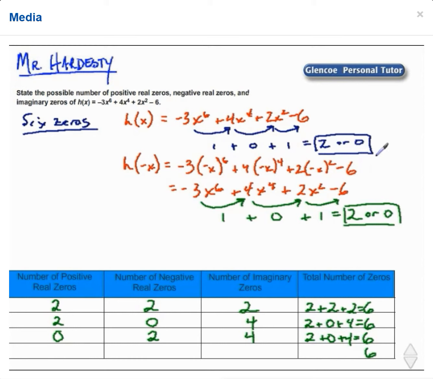And finally, we could have combinations where there are 0 positive real zeros, 0 negative real zeros, and of course we know we would have to show that all 6 are imaginary to get our total. So in our chart, we have shown all possible combinations of real and imaginary zeros using Descartes' rule of signs.